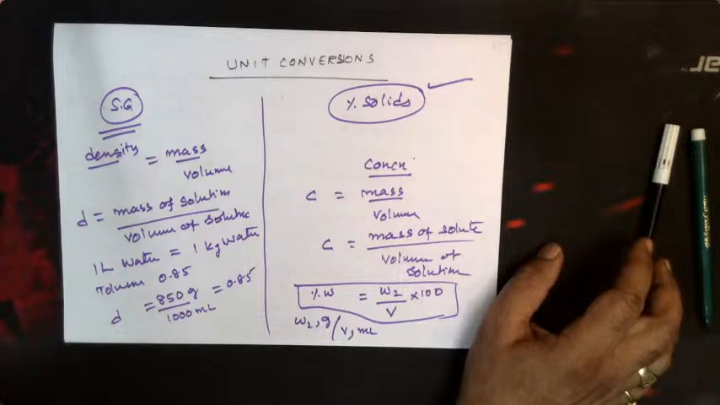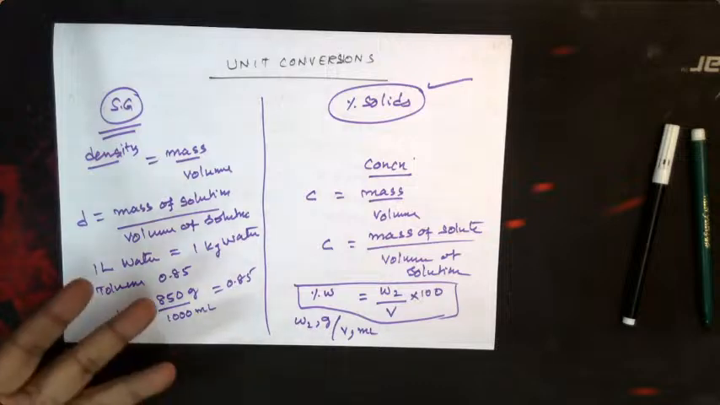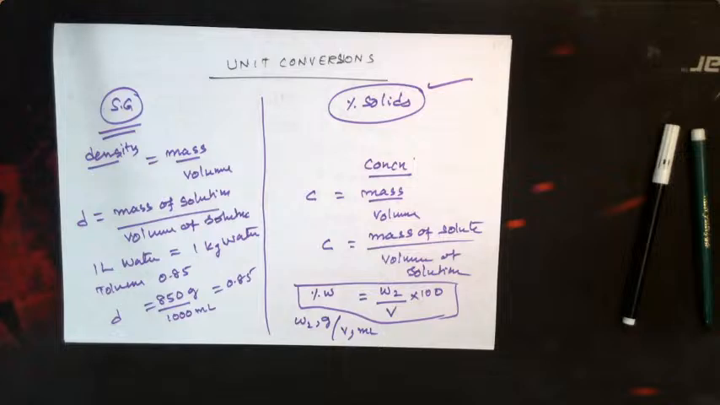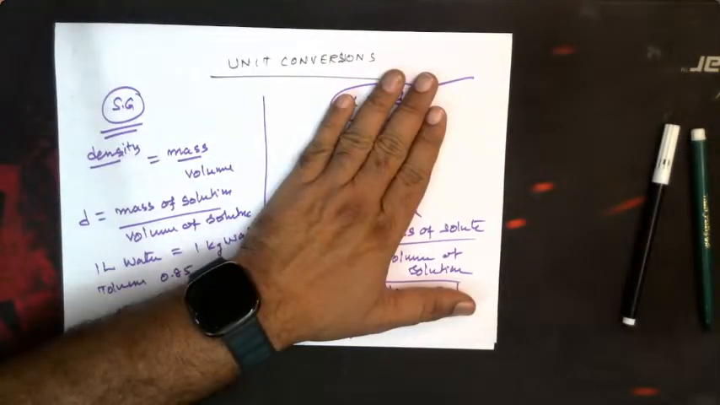I used to talk about this percentage solids very frequently in those days. It represents concentration only. That is how much weight of the solute is present in the given amount of solution. It is nothing but concentration. Whereas what about specific gravity? It is given as a density, that is mass by volume. This is mass by volume. This is also mass by volume.